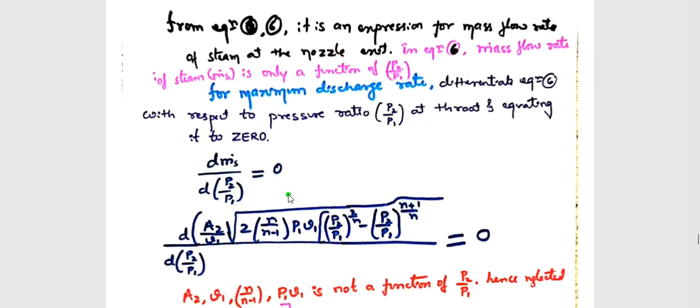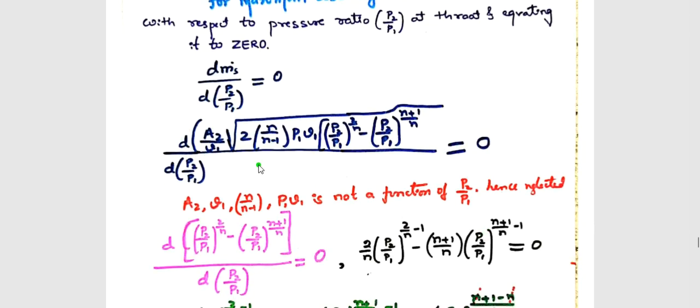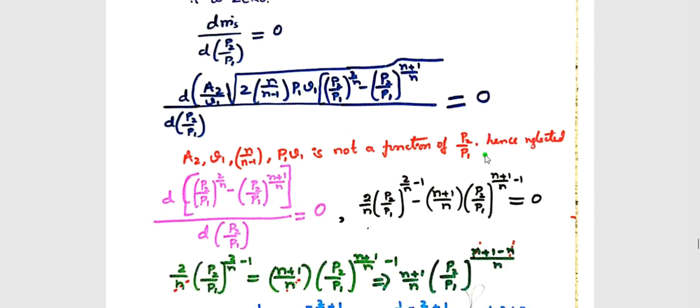And equate it to 0. So the same equation number 6 I have written here, differentiated with respect to P2 by P1 and equal to 0. Here A2 is constant, send it to the right hand side, it becomes 0. V1 is also a constant value, send it to the right hand side, it becomes 0. Square root of 2 is also a constant, it becomes 0. Similarly n by n minus 1 and P1 by V1 are also constant. So only these terms remain, the ratio of P2 by P1 I have written as it is.